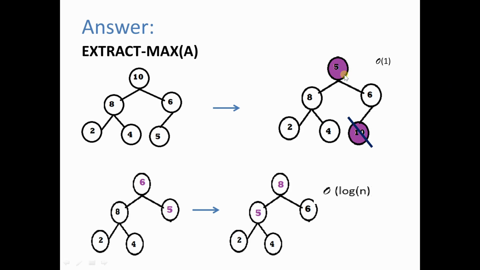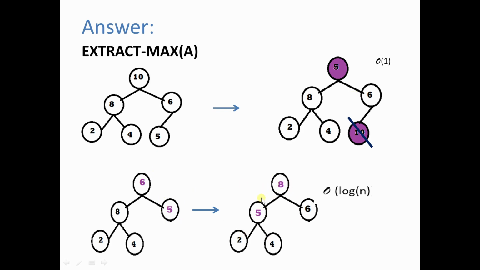So here 5 is smaller than 6. So we are interchanging these two nodes. So it will become 6 and 5. Then again we are checking this tree. Here 8 is greater than the root node 6. The root node is smaller than the child node. So we are interchanging these nodes. 5 and 8 are interchanged. Now we check, this is the maximum heap tree. So after deleting the maximum number, we are maintaining the tree as a maximum heap tree.